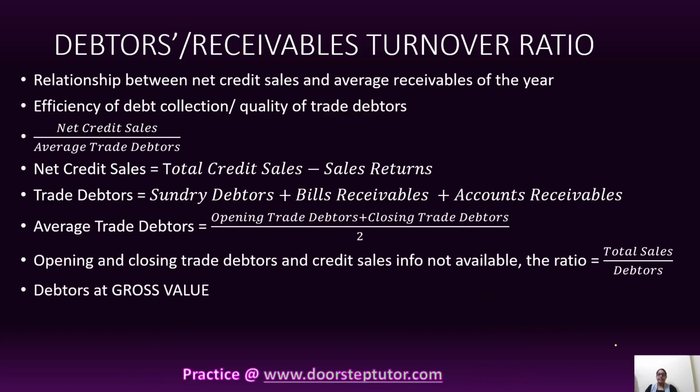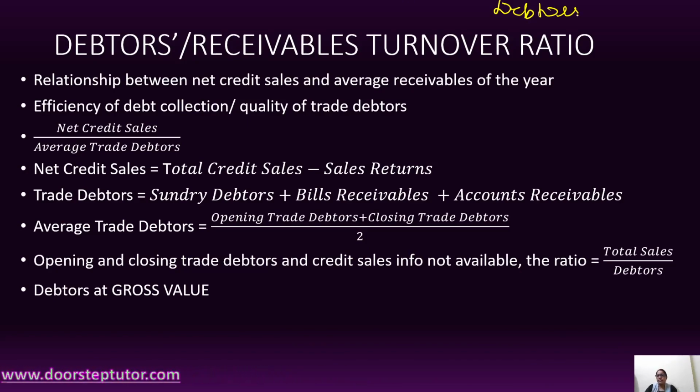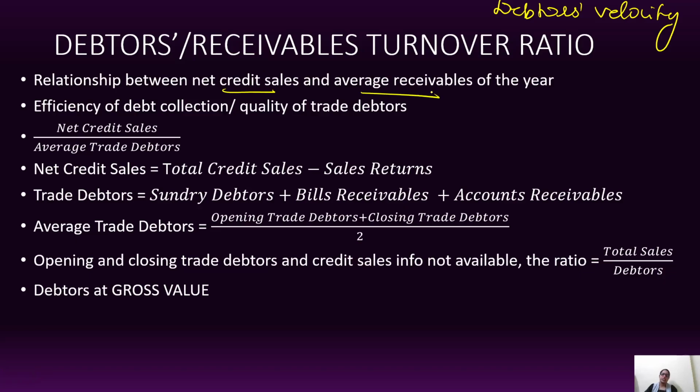Next we have the debtors turnover ratio, also known as debtors velocity. It establishes the relationship between net credit sales and average receivables of the year. It shows how liquid the debtors are, how easy it is to realize the amount of debtors. Efficiency of the debt collection is what is evaluated by the ratio. The formula to calculate the ratio is net credit sales divided by average trade debtors.